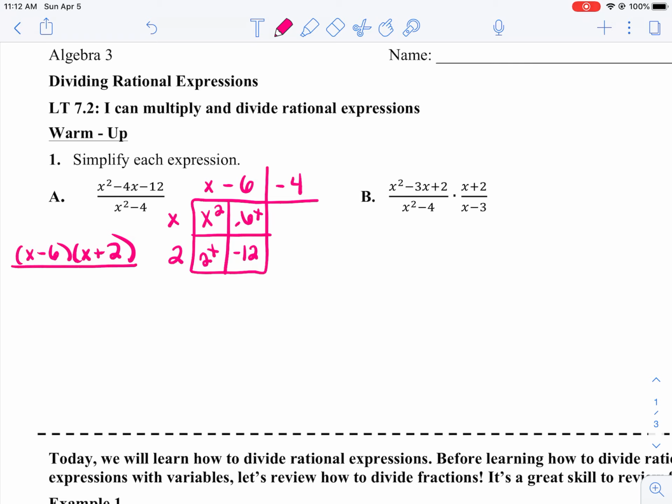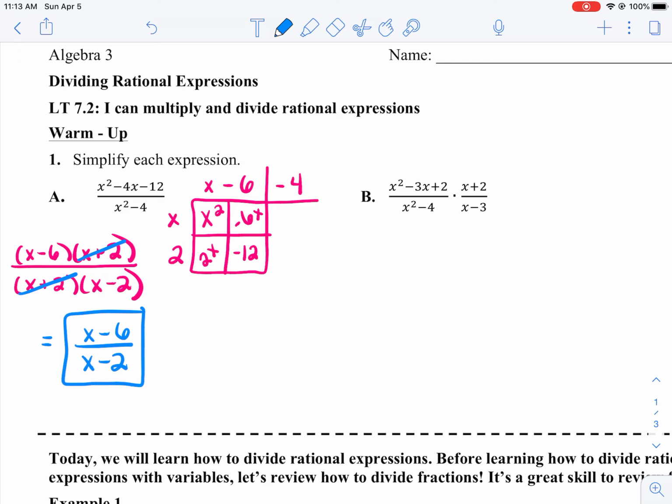Then the bottom, you have to notice that factoring pattern, x squared minus 4, that's difference of squares. We've been talking about that for quite a while. So the factors are x plus 2 and x minus 2. What I taught you Monday is once you have the numerator and denominator in factored form, you look for common factors. We have an x plus 2 on top and an x plus 2 on the bottom. We cross those out, and we're left with x minus 6 on top and x minus 2 on the bottom, and that is your final answer.